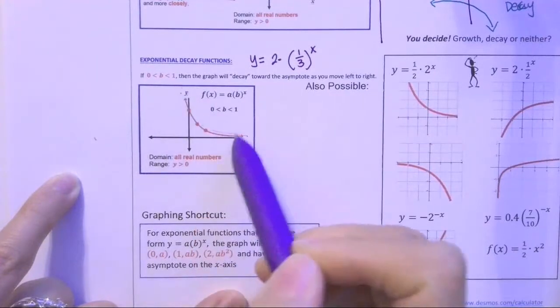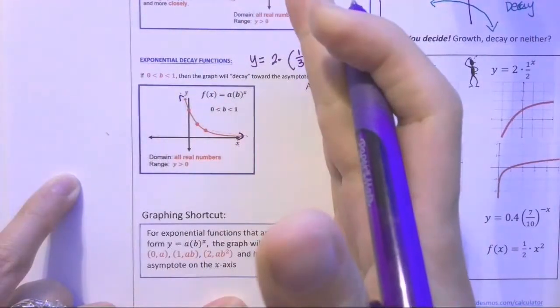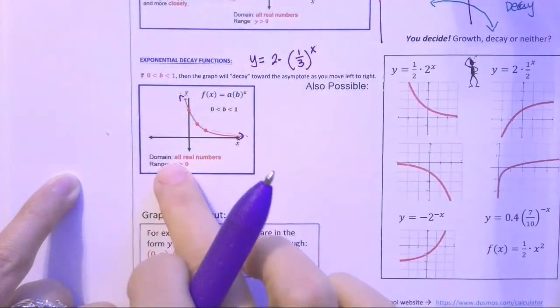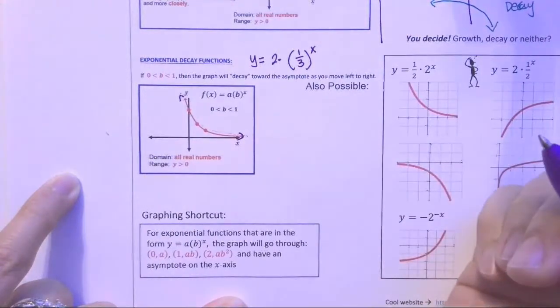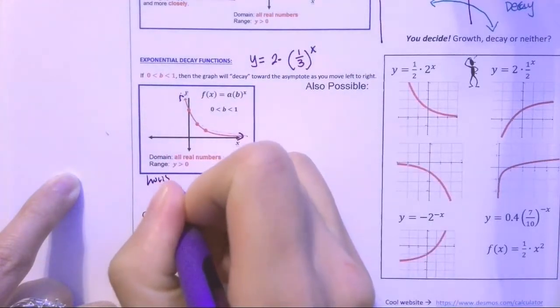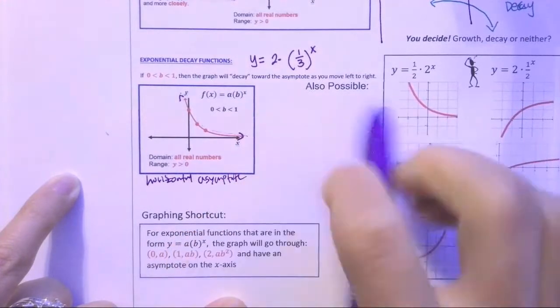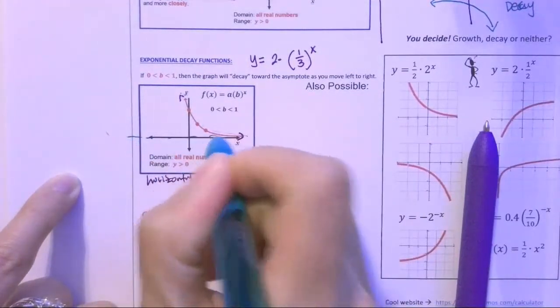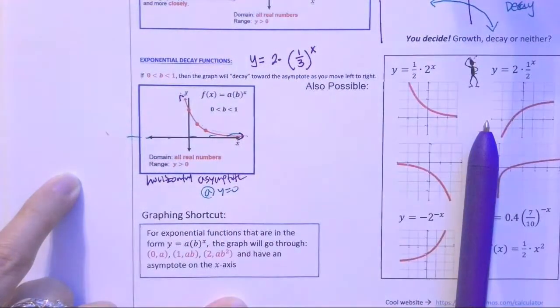The domain of this function is, again, since it's an exponential function, negative infinity to positive infinity. The range is going to be y greater than 0 because the graph is up here. What do you think is going to be the asymptote for this function? It's going to have a horizontal asymptote. Where? Right here at y is equal to 0, just like the top one. It has the same horizontal asymptote.